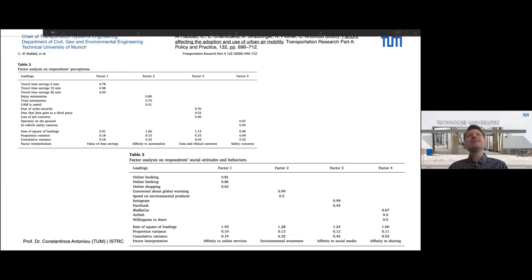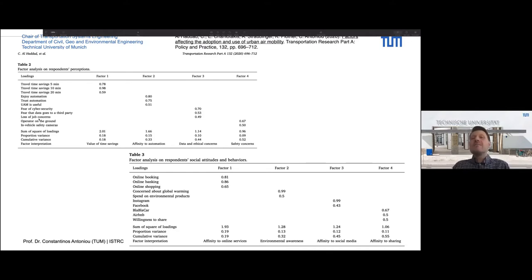The precise link can be found here. So for example, in terms of the safety concerns, we see that these two are linked directly to the operator on the ground and to the in-vehicle safety cameras. So it seems that, considering that we are talking about an autonomous vehicle, the important aspects from the responses were that it is important to have an operator, so to have in-vehicle safety cameras so that somebody can supervise this, and also the operator on the ground.